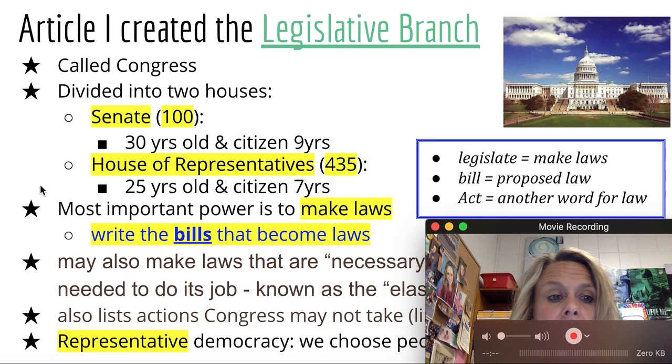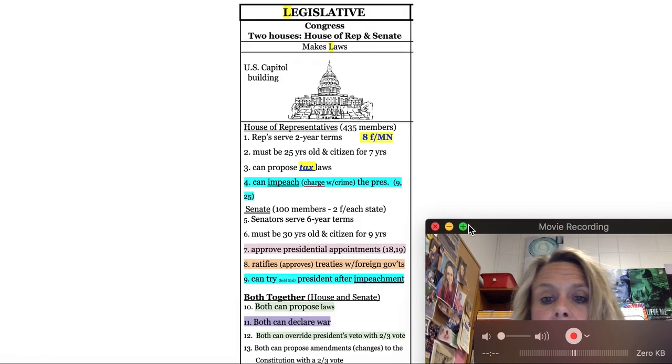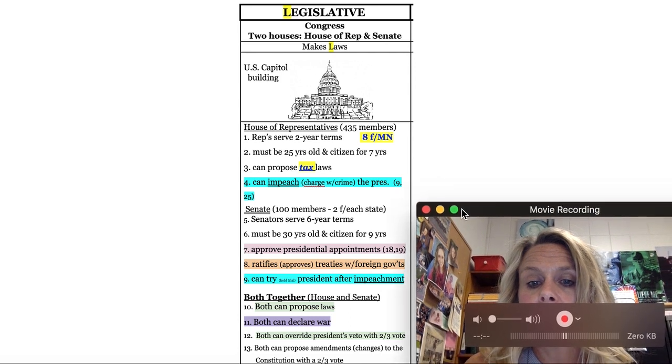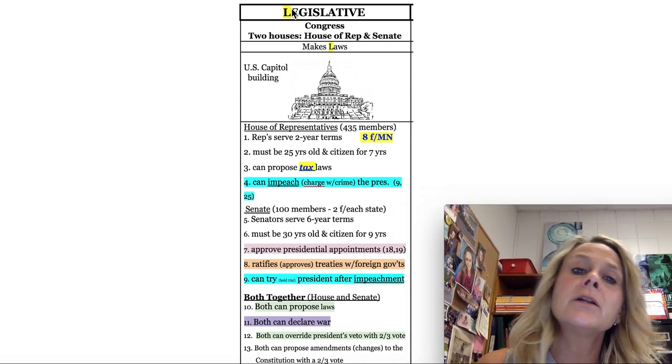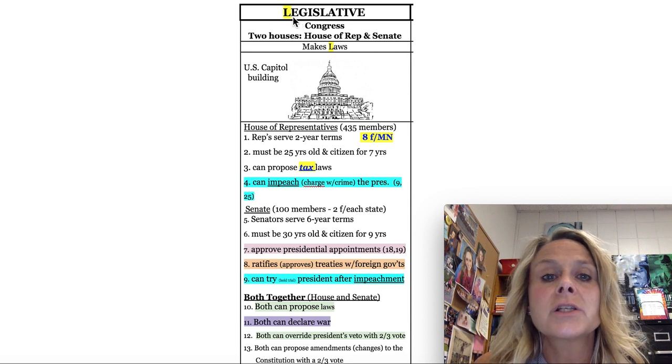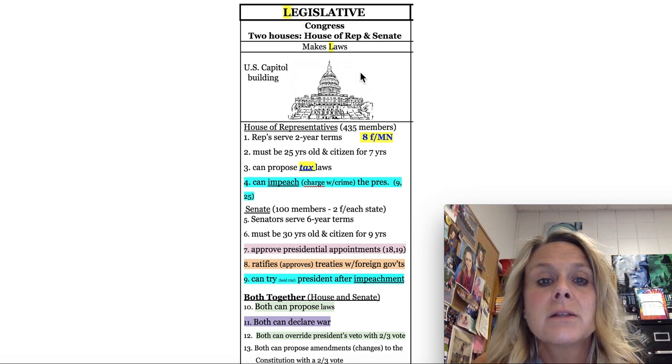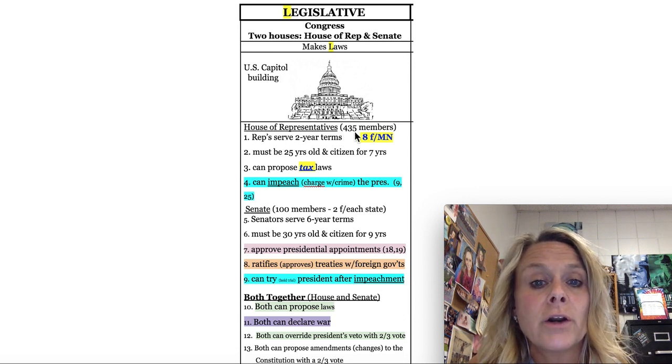All right, next. Making sure that when you did your notes and highlighted, you highlighted the L, legislate, makes laws. They meet in the Capitol building. In the House of Representatives, we currently have 435 members. 8 of them are from Minnesota.